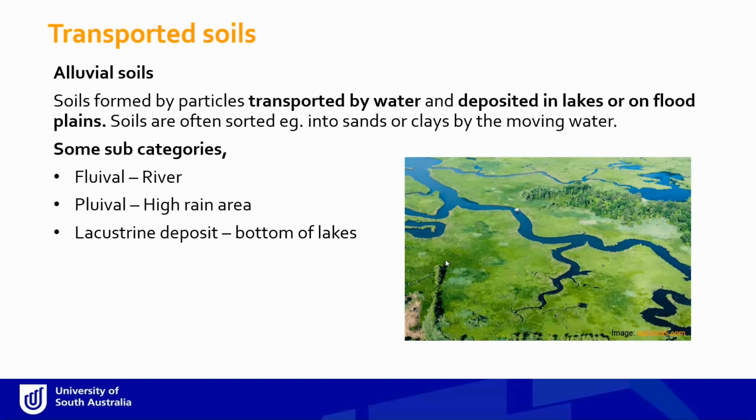The first category is alluvial soil. It is nothing but a fancy name given to soil formed by particles transported by water and deposited in lakes or floodplains and so forth. It has some subcategories: fluvial, pluvial, and lacustrine. You don't have to remember all these names, but you should know there are some subcategories as well.